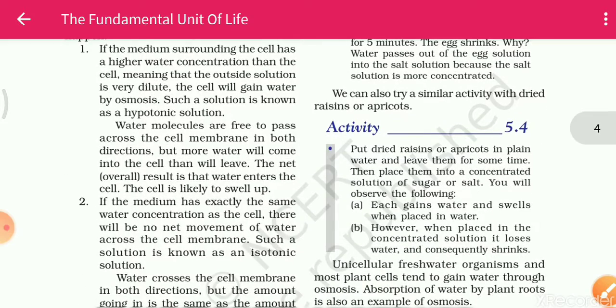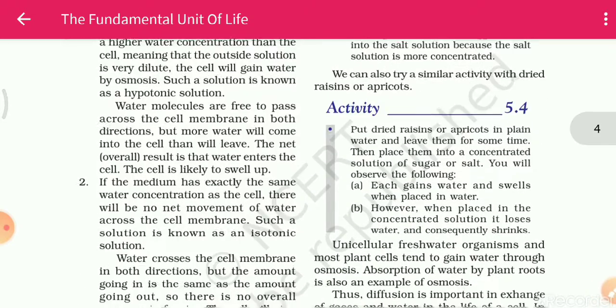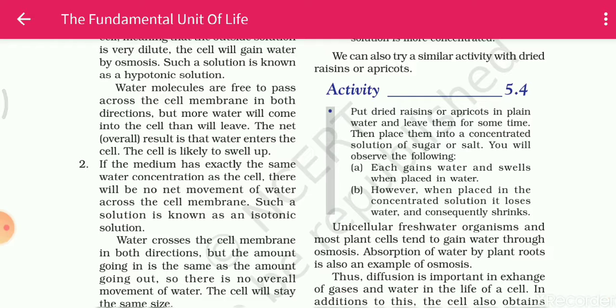Now let's proceed to the other activity. Here is activity 5.4. In this activity, they want to say put dry raisins or apricots in plain water and leave them for some time. Then put them into the concentrated solution of sugar or salt. You will observe the following. Same thing, students, the same case, but the materials we have taken are different. Here we take dried raisins and apricots.